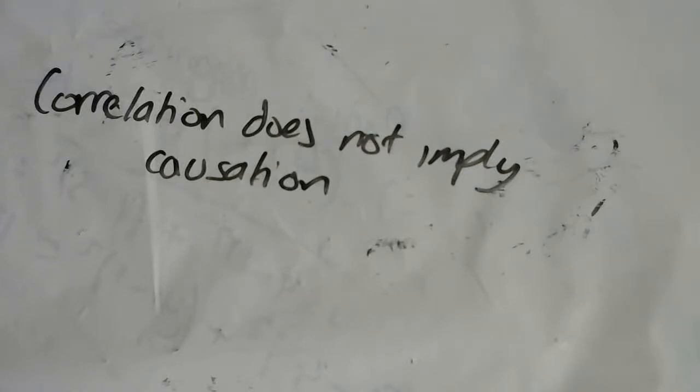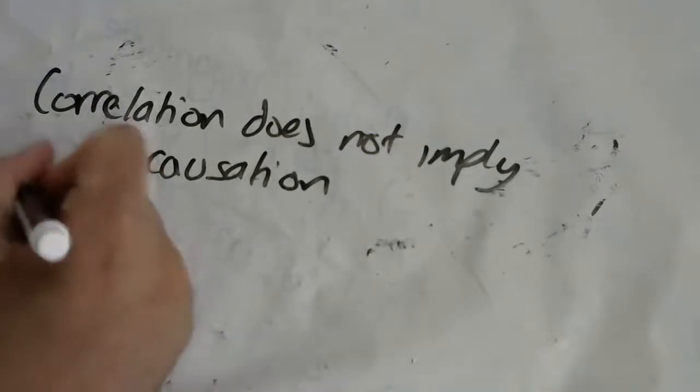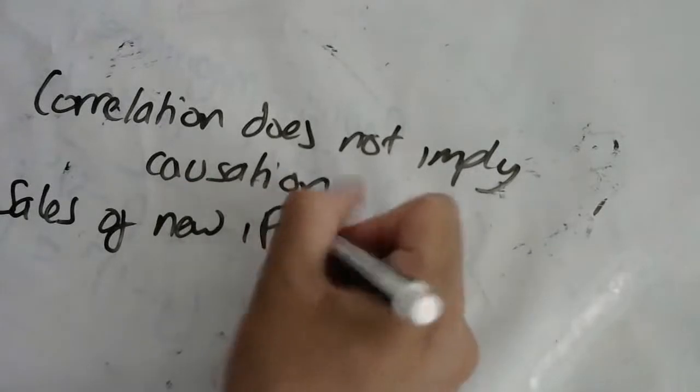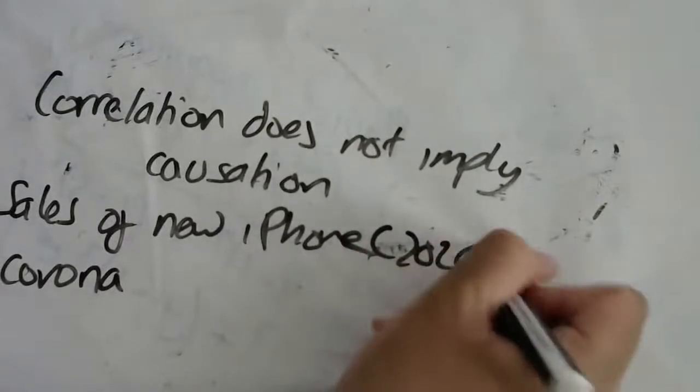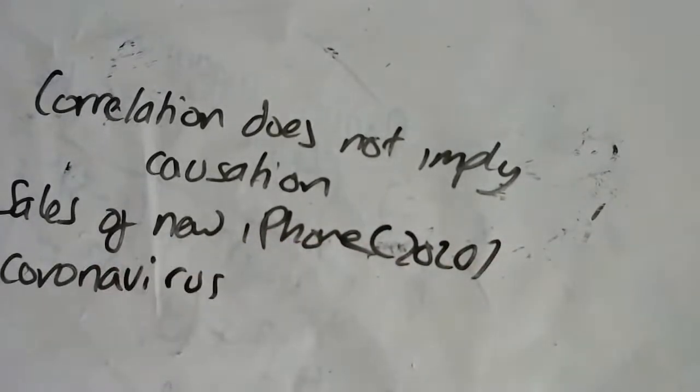Is the fact there's a correlation between sales of the new iPhone and coronavirus cases mean that iPhone sales cause coronavirus, or coronavirus causes iPhone sales? The answer is no. You can have two things that are correlated, but it doesn't necessarily mean that one thing causes the other.